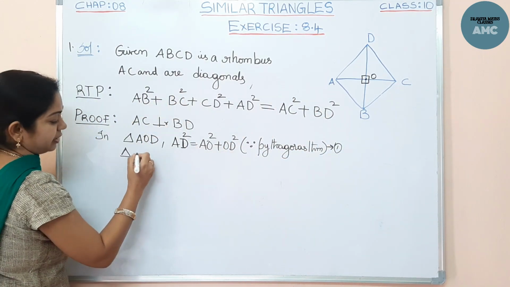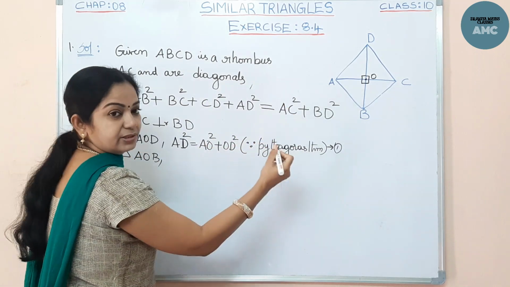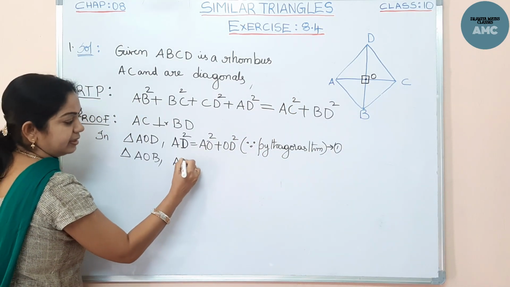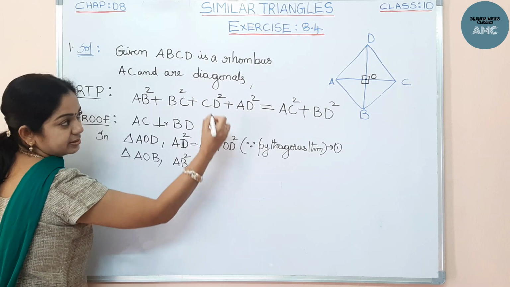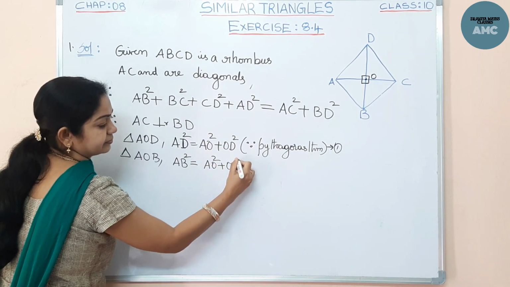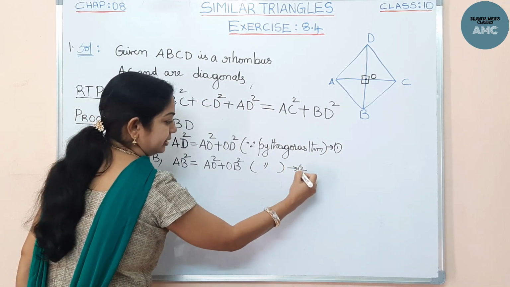In the next triangle, AOB here, what is the hypotenuse? It is opposite to the right angle. So here AB is the hypotenuse. AB square is equal to AO square plus OB square. The same thing you can write, since Pythagoras theorem, second equation.